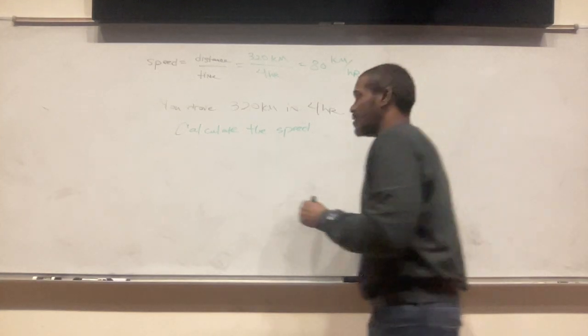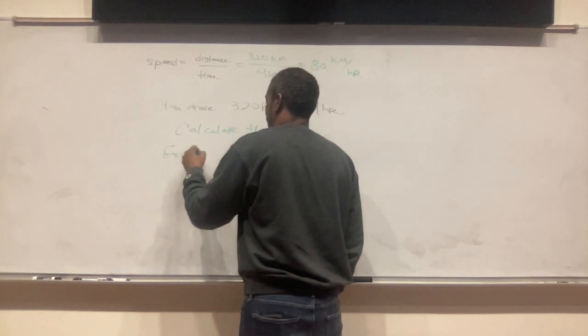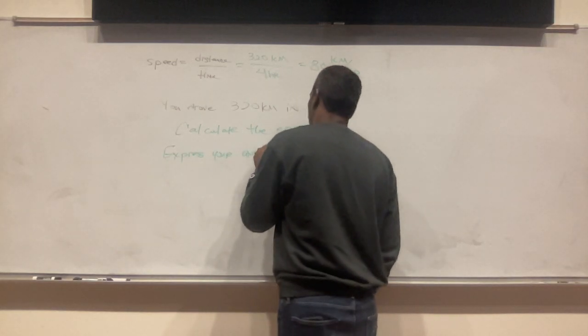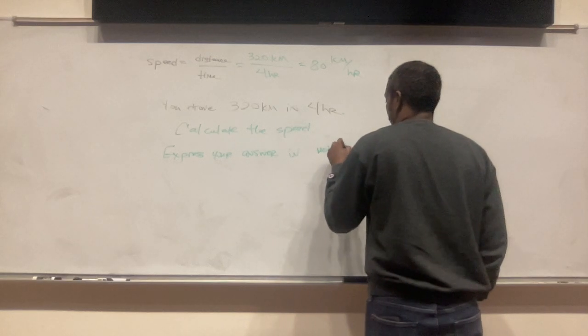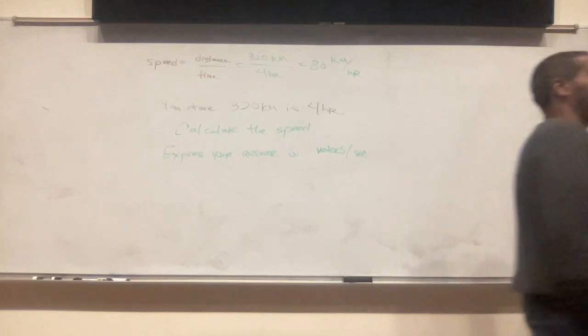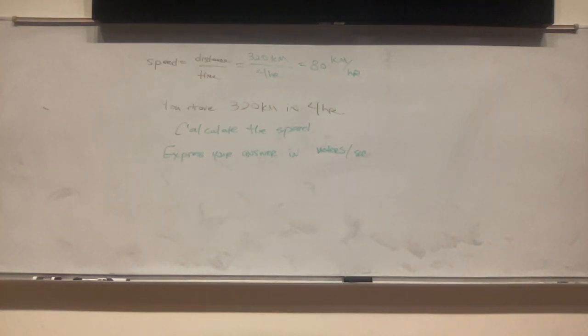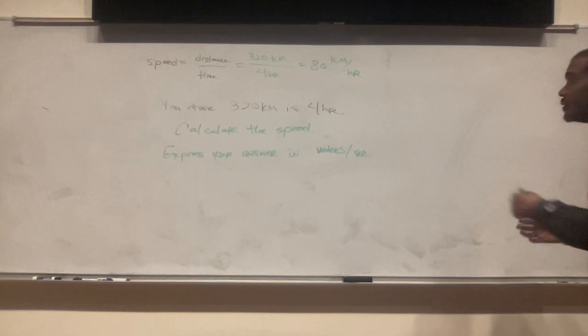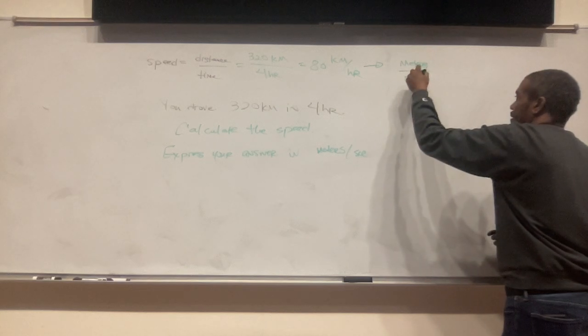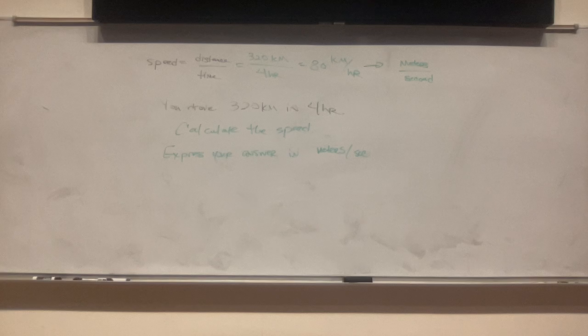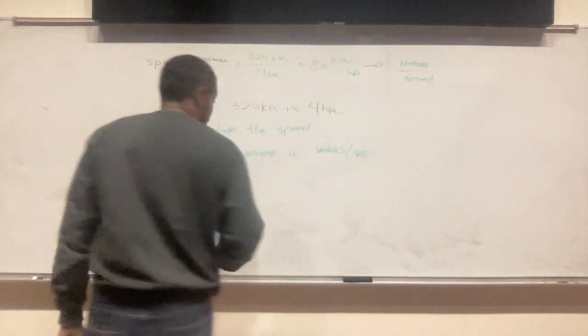So now, we calculated the speed. Now I'm going to say, well, express your answer in meters per second. So when we express in meters per second, what does that mean? What do we have to do? Conversions, right? We must convert 80 kilometers per hour to meters per second. So how are we going to do that?